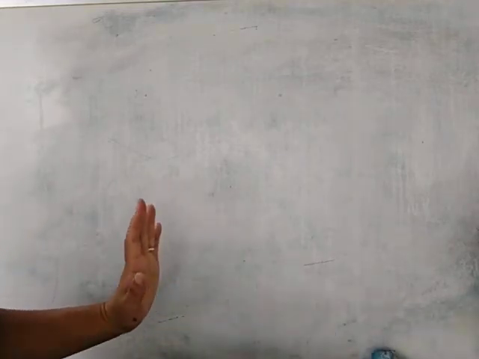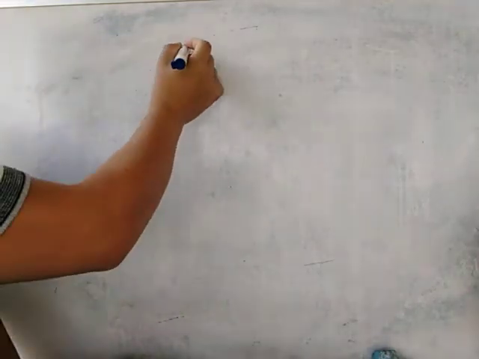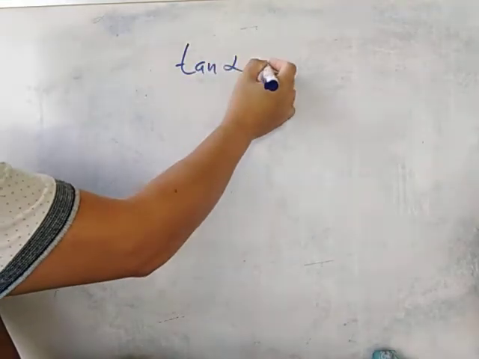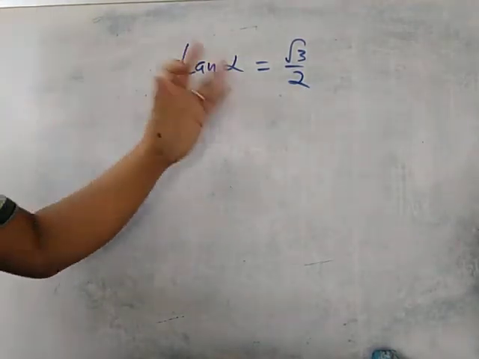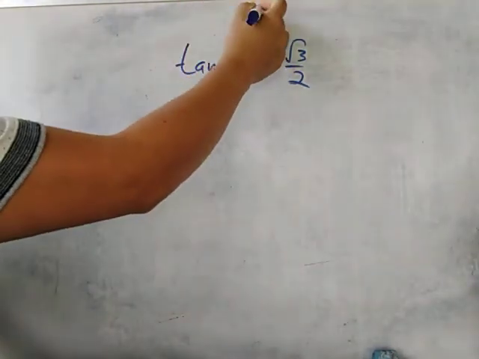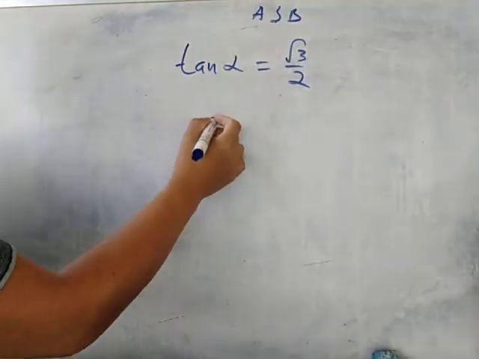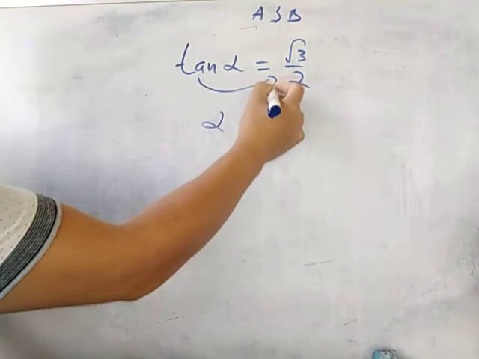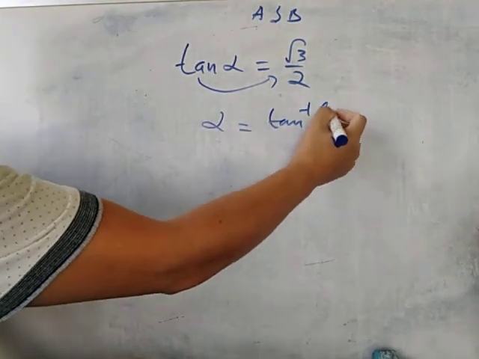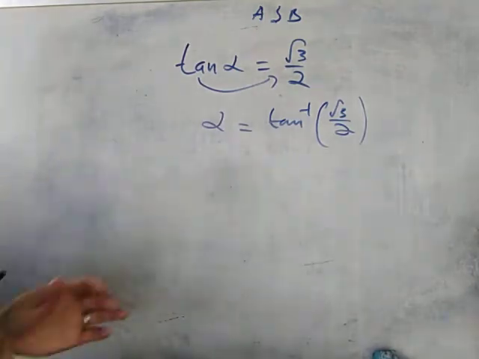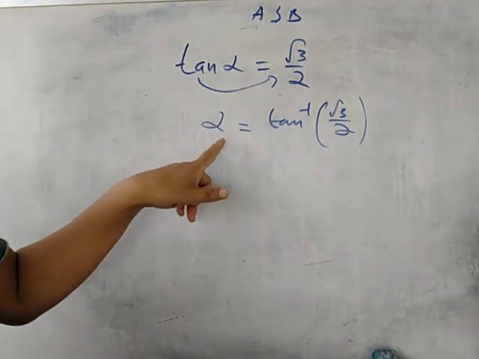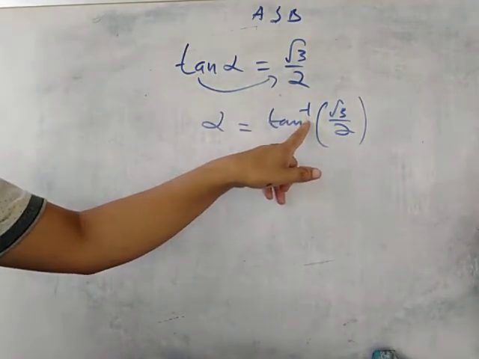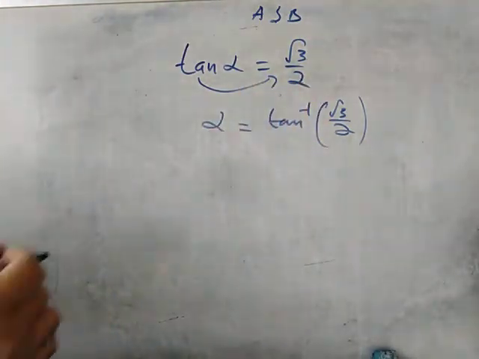So far we have done addition. One question is there: one of you asked, tan alpha equals root 3 by 2, so you will not get the answer. Alpha is your angle between the vector a and b. So alpha equals tan inverse root 3 by 2. In mathematics you will understand. Just remember: angle equals tan inverse of root 3 by 2. So this is your answer.